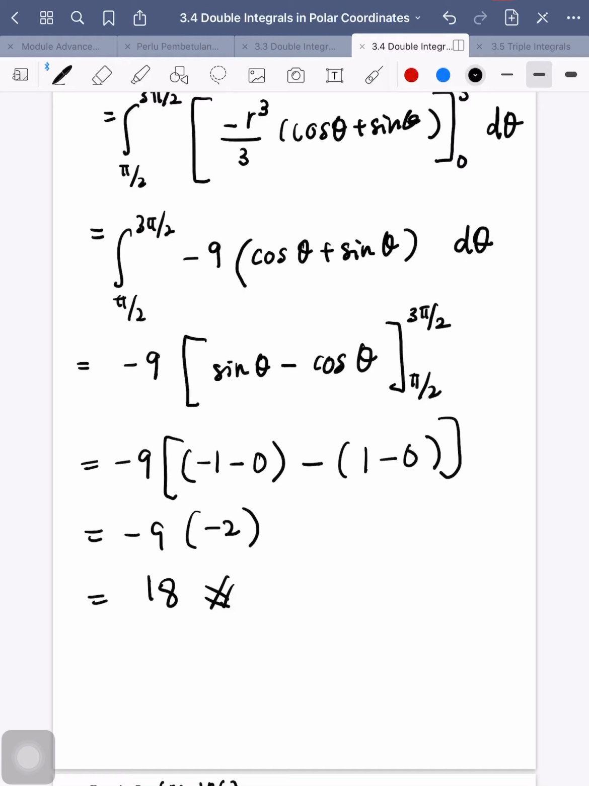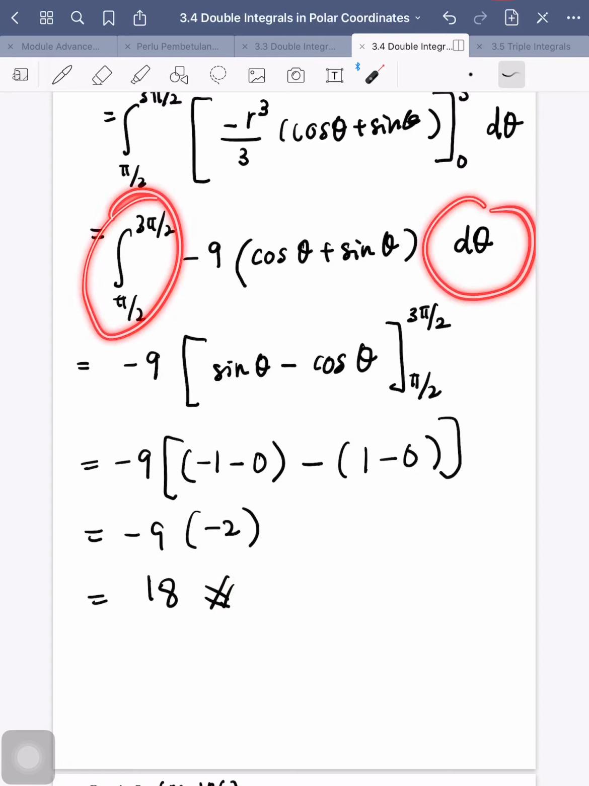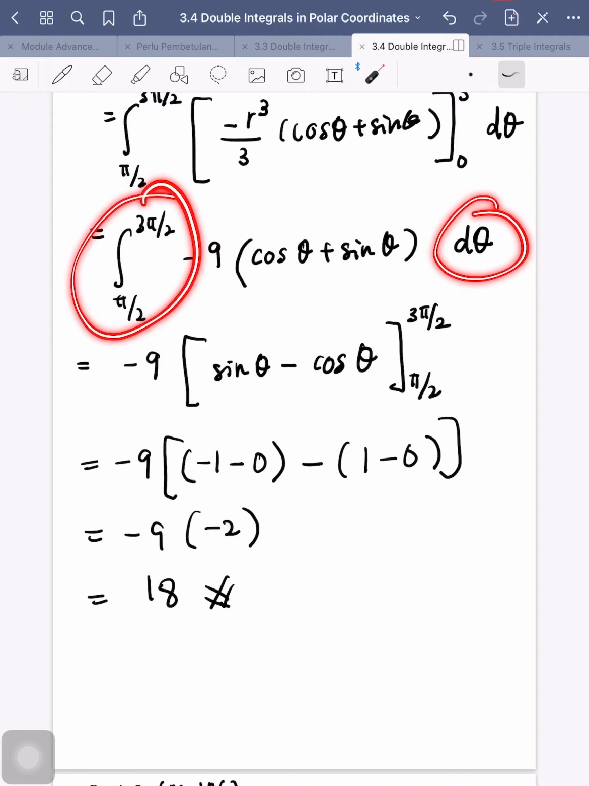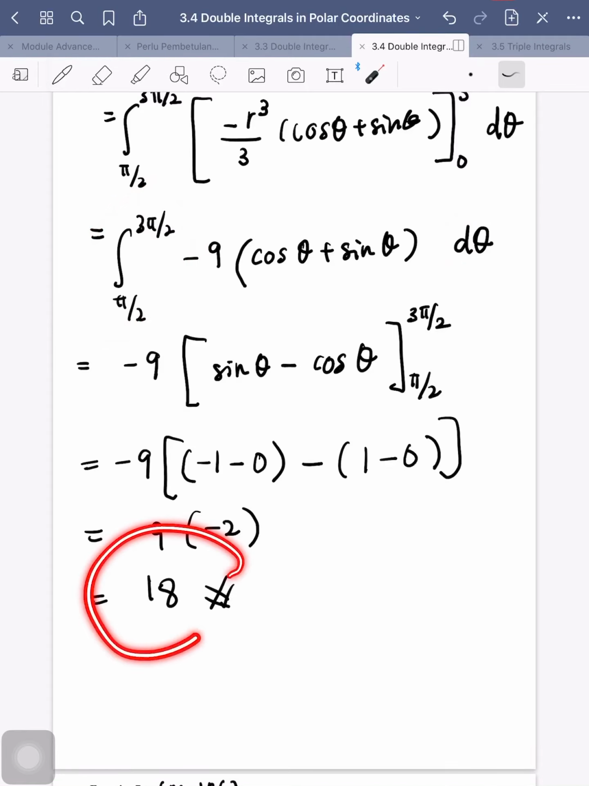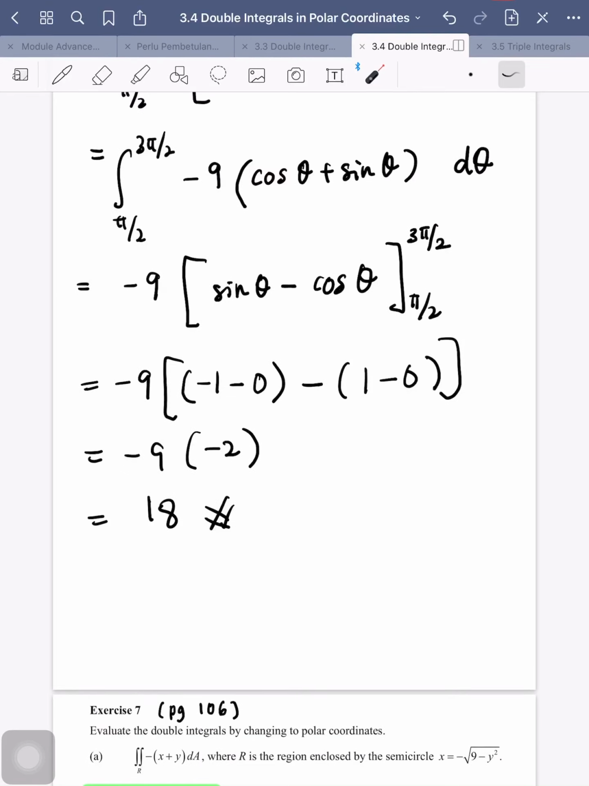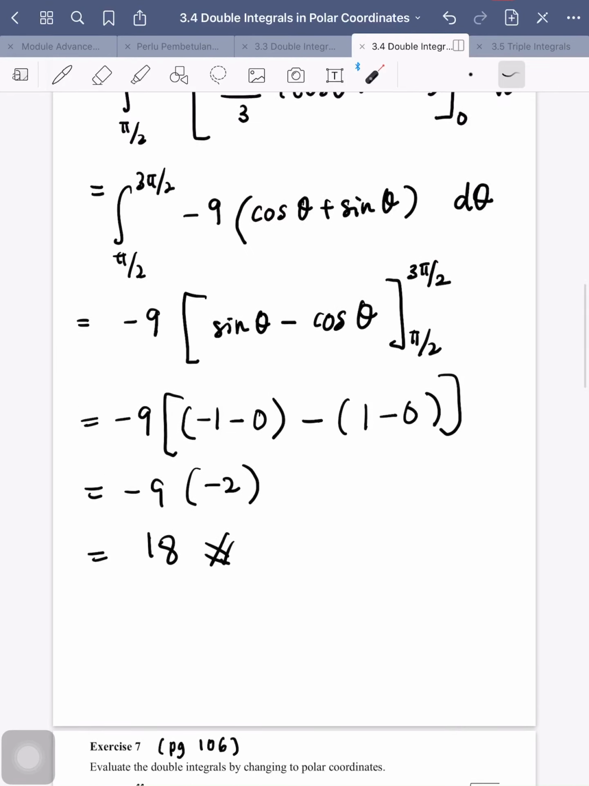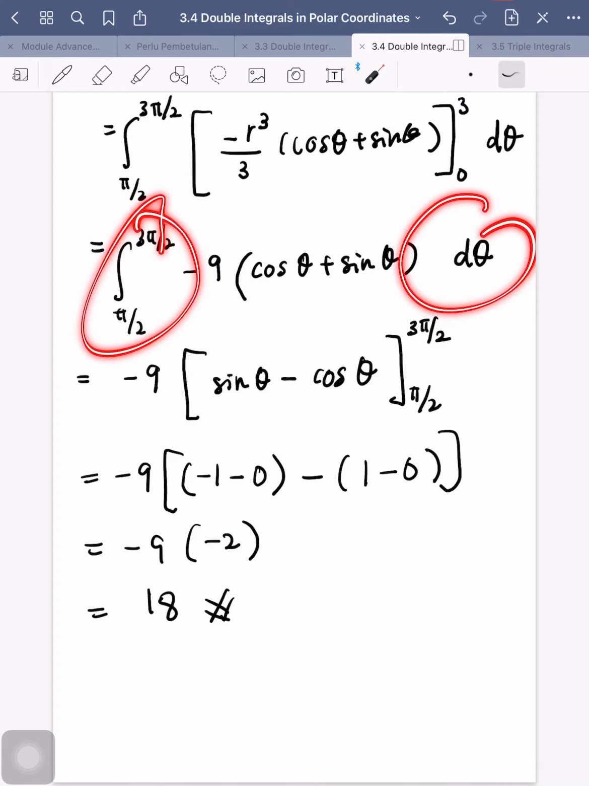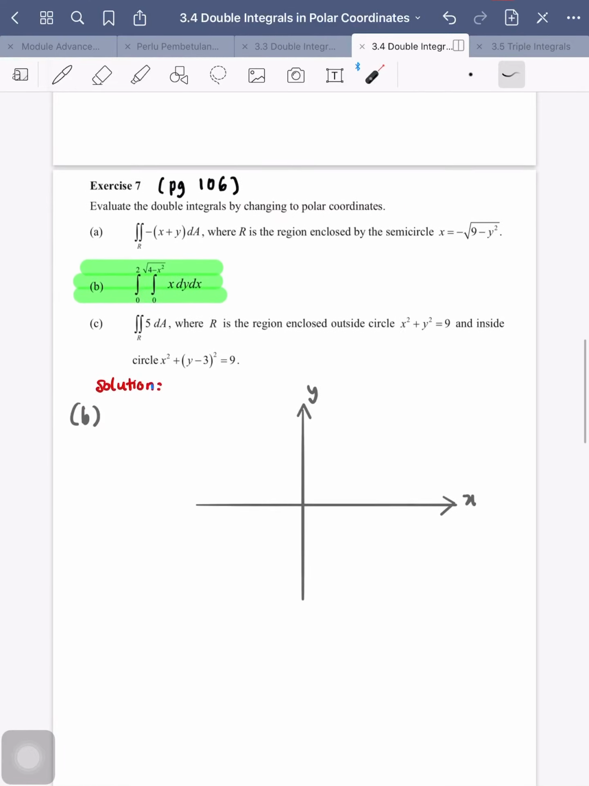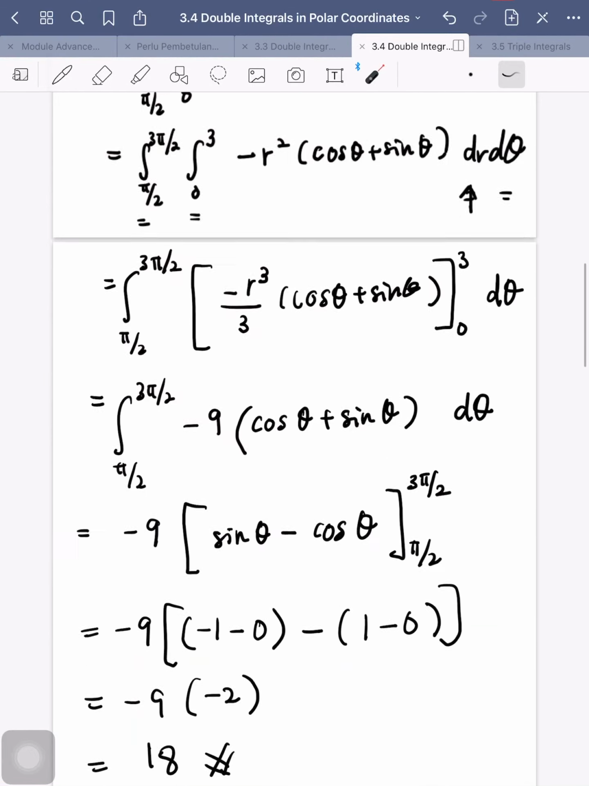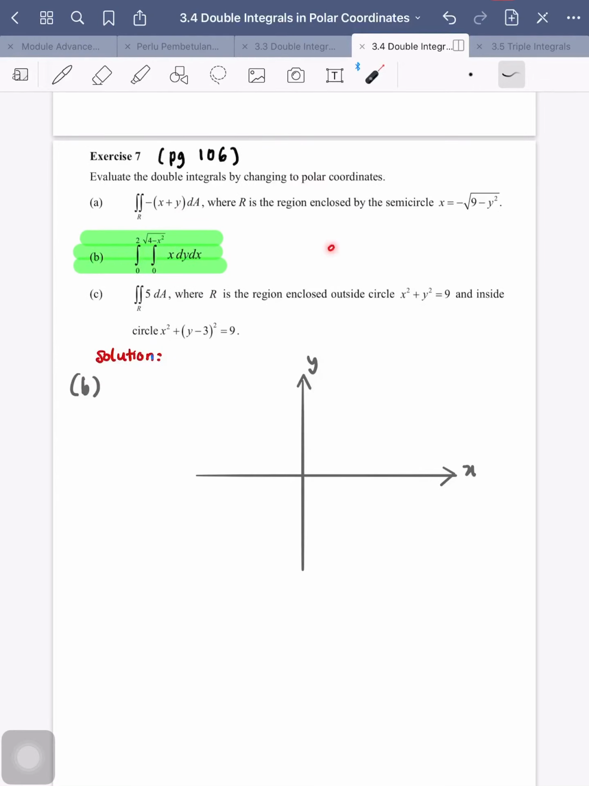Done. So your answer will have a constant as the answer. Why? Because the outside limit is constant. Angle is always constant. That's why your answer is always constant. Actually, for chapter 3, your answer is always constant because your outside limit is constant. Okay, next. Continue for the next example for B.